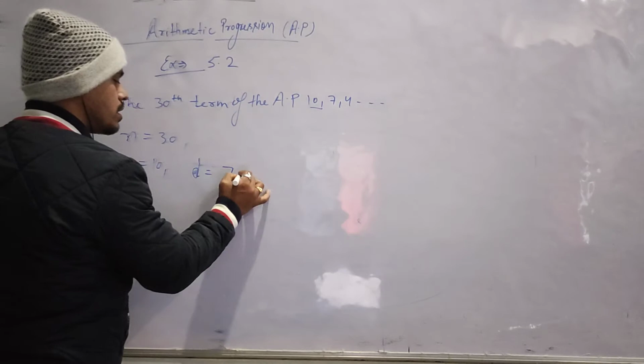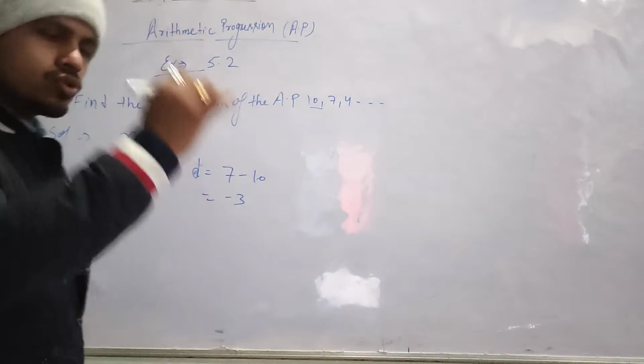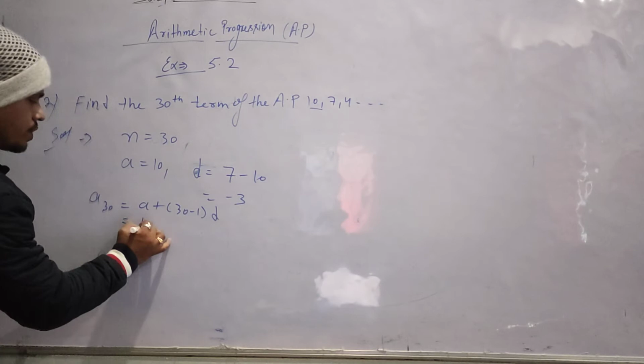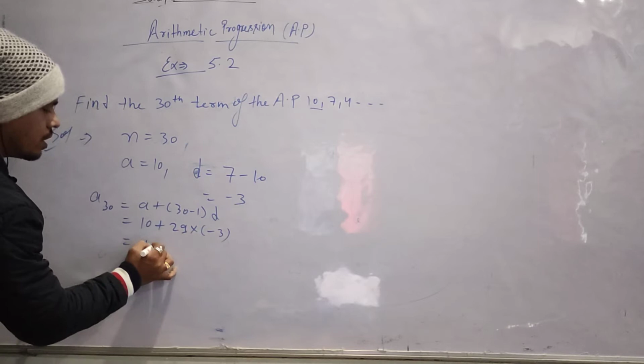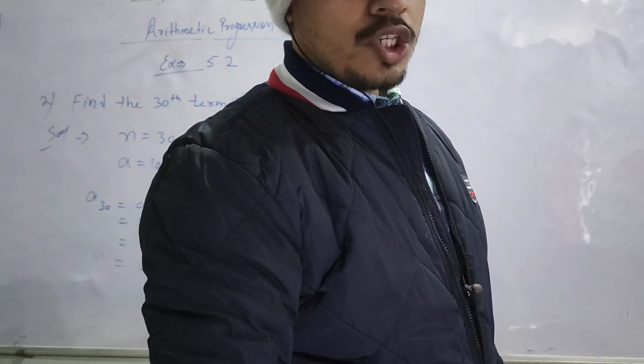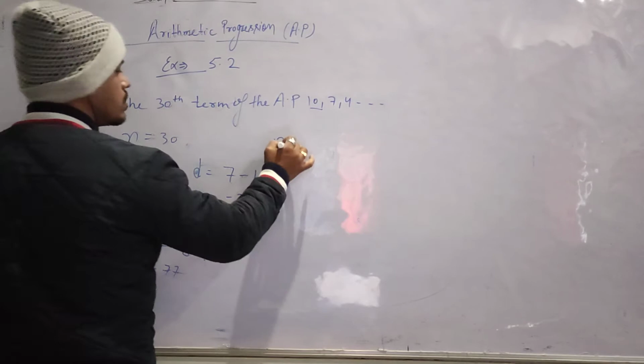Now, to find the term, use the formula a_30 = a + (30 - 1)d, the same as a_n = a + (n - 1)d. Then 10 + 29 × (-3). Plus times minus is minus, so this is minus 77. So option B is correct, because option B is minus 77.